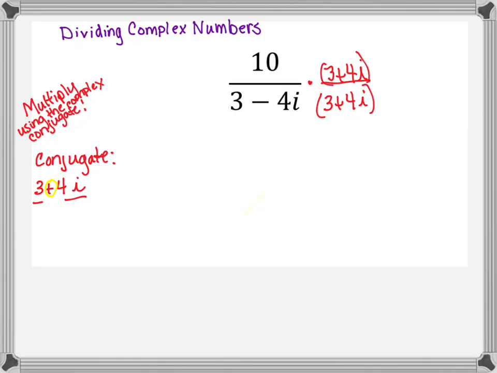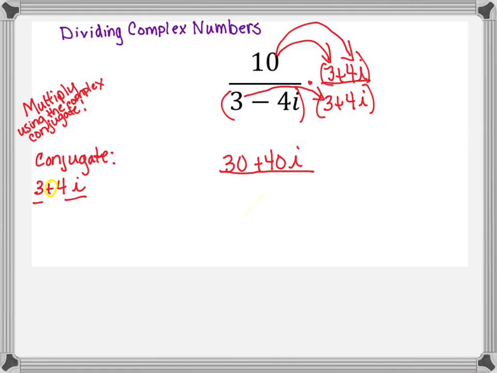So now let's multiply. In the numerator, I'll have 10 times 3, or 30, and then 10 times 4i, so plus 40i. Okay, now in the denominator, I'll have 3 times 3, which is 9, 3 times 4i, which is positive 12i, negative 4i times 3, which is negative 12i, and negative 4i times 4i, which is negative 16i squared.